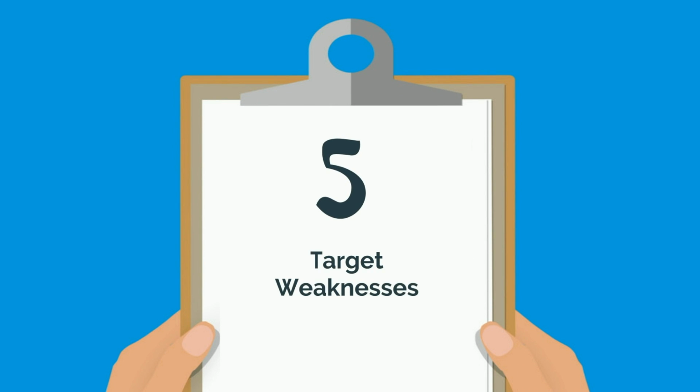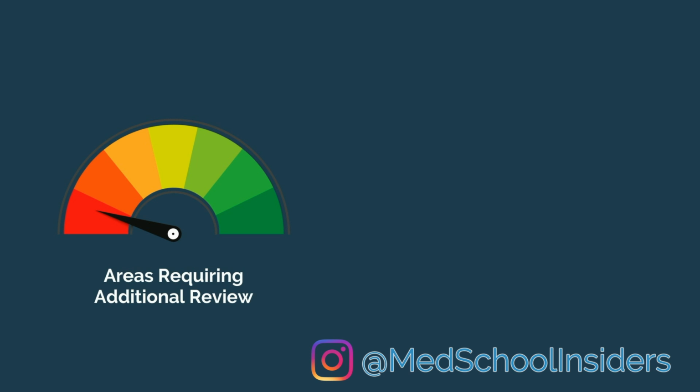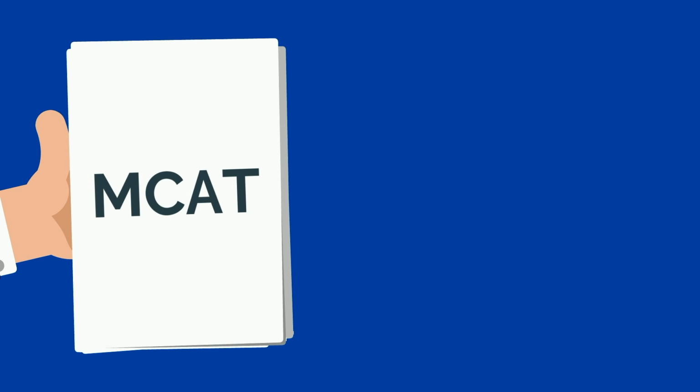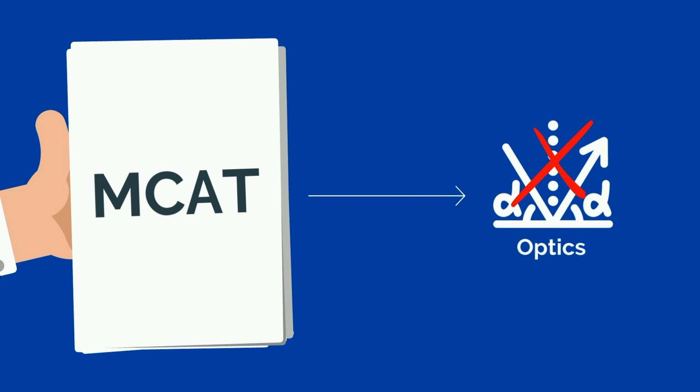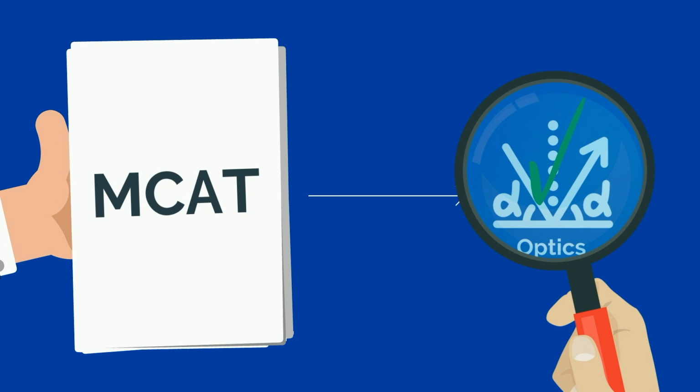Number 5, target weaknesses. Practice exams and practice questions will provide clarity as to what areas you should address with further attention. Some practice tests will even give you a detailed breakdown by category to show your relative strengths. This is a useful way to identify areas requiring additional review such that you can tailor your studying appropriately. For example, let's say you're studying for the MCAT and keep missing questions on optics for physics. In that case, make sure to focus on that either with additional content review or additional targeted practice questions, depending on where the deficiency is, but usually a combination of both.